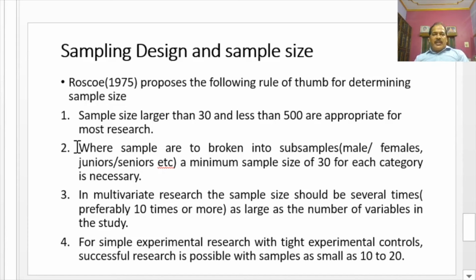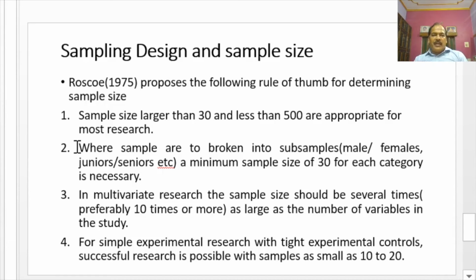The next point is that for simple experimental research with tight experimental controls, successful research is possible with a sample as small as 10 to 20. It means that if we are conducting a real experiment in a laboratory type of setting, a smaller sample will be able to give you the real, exact result.